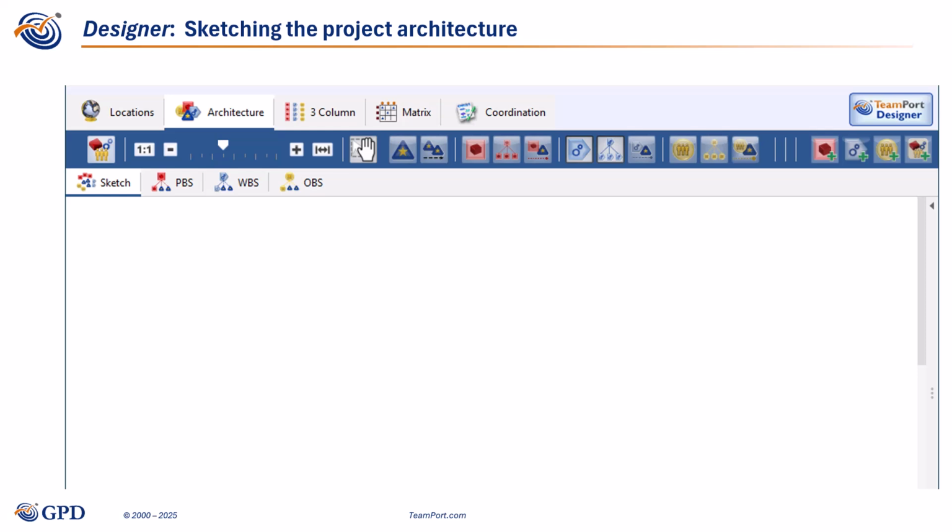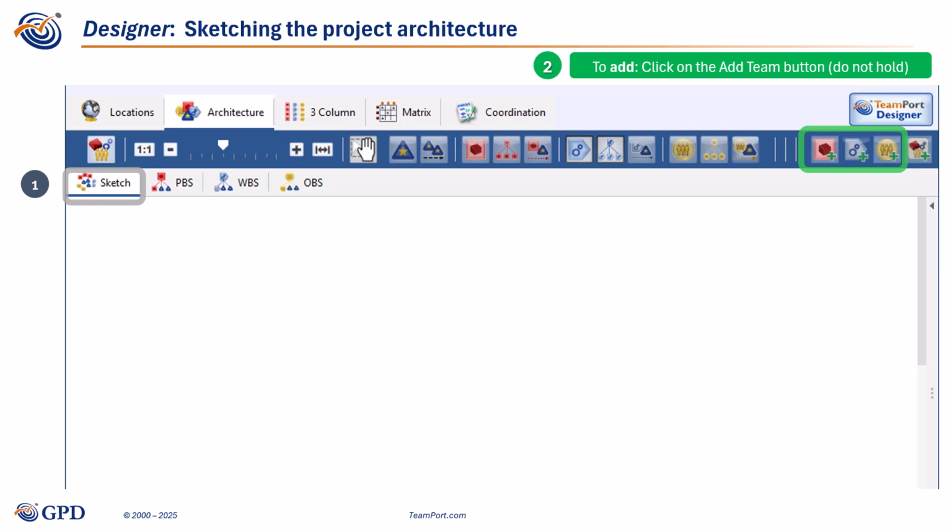The steps to begin modeling by adding teams include: Number 1. Select the Sketch view. Number 2. Click on the Add Team button. And Number 3. Place the teams on the Sketch canvas.